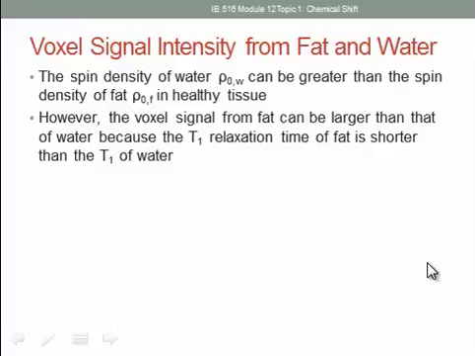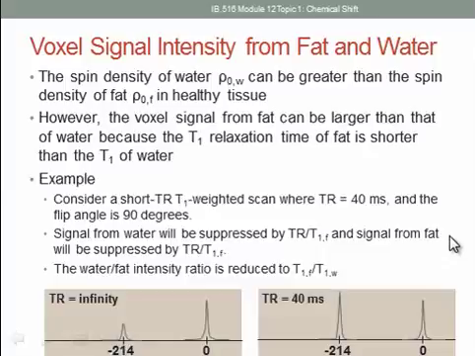I just want to mention a brief note here about the voxel intensity from fat and water. The spin density of water can be greater than that of fat in healthy tissue. However, the voxel signal from fat can be larger than that of water because the T1 relaxation of fat is shorter than the T1 of water. So if we look at a short T1 weighted scan, such as a gradient echo scan, and the flip angle's 90 degrees, we're T1 weighted.